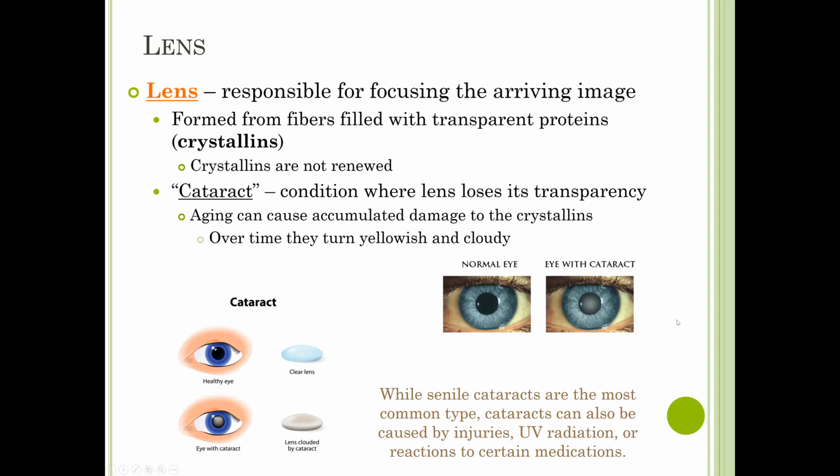Senile cataracts, which are cataracts that happen because of aging, are the most common, but cataracts can also be caused by injuries to the eye, UV radiation, or a reaction to certain medications. UV radiation actually contributes a lot to the development of cataracts as you age. So while you're young, make sure you're wearing sunglasses when you're out on a bright sunny day, because the UV radiation can slowly damage your lens.